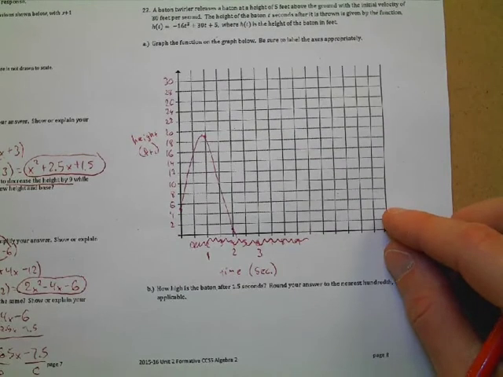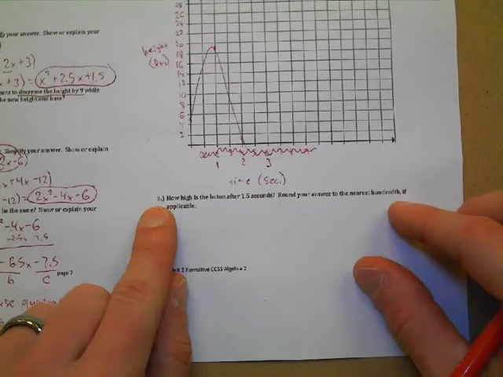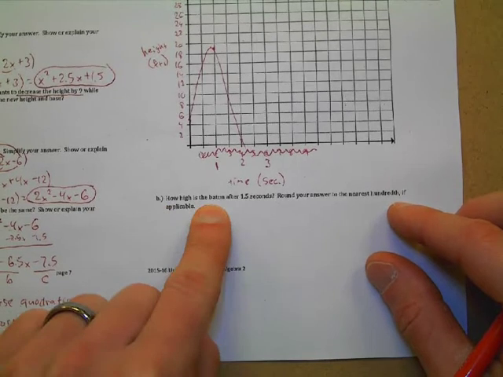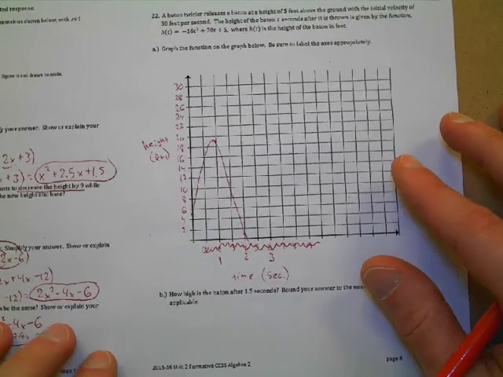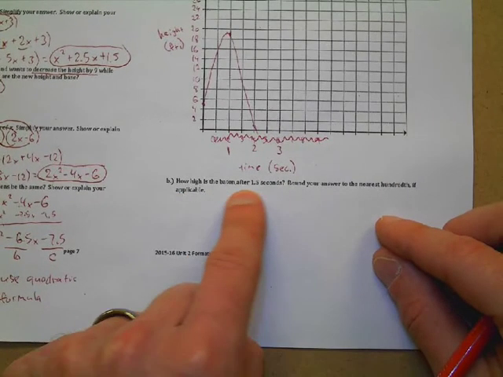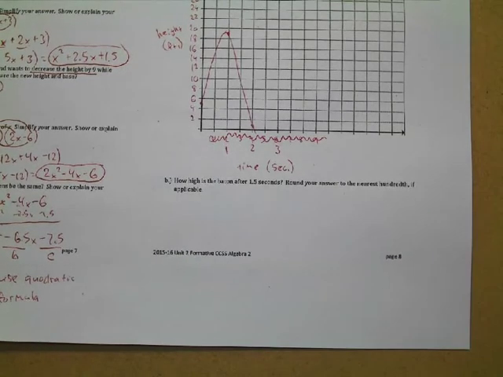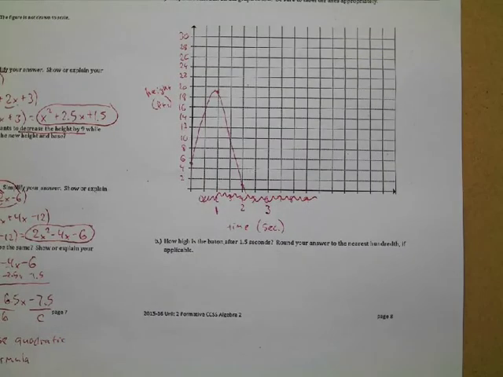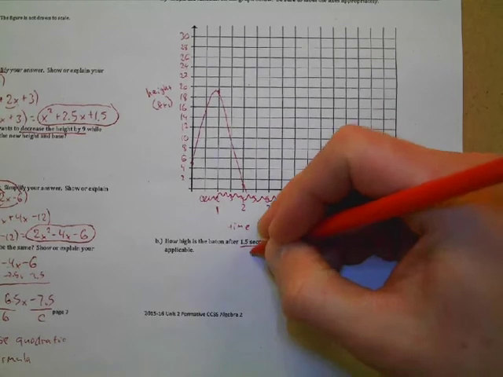Connecting the dots there. Actually, any questions on the graph? Any questions on the graph right there? All okay. First question asks, how high is the baton after 1.5 seconds? So what can we do to figure that out? What can we do to figure out how high the baton is after 1.5 seconds? Okay, how can we use our calculator to do it?